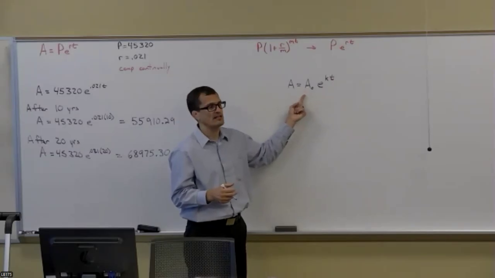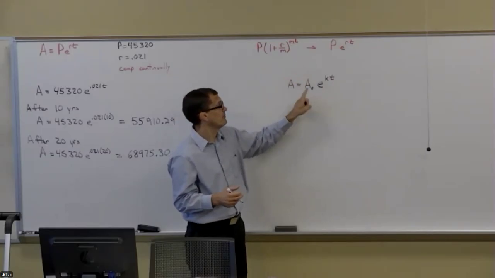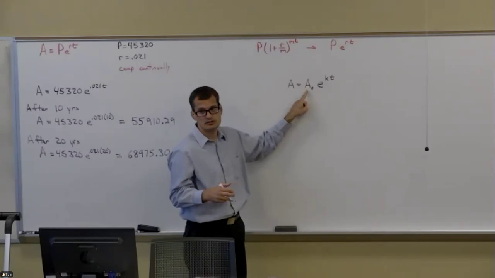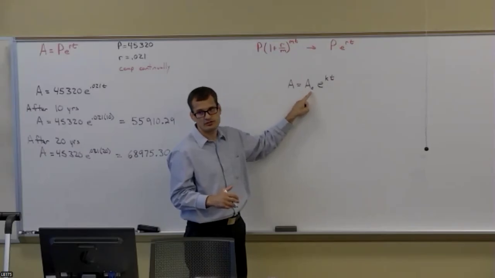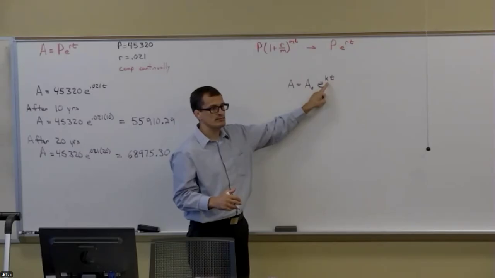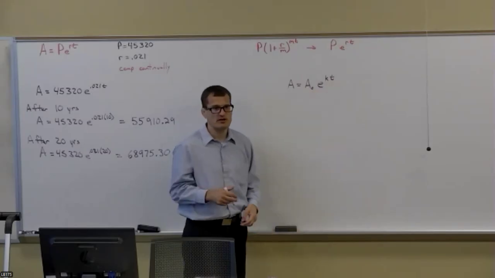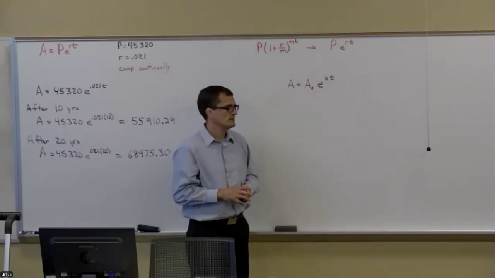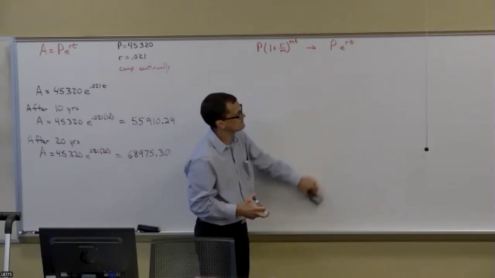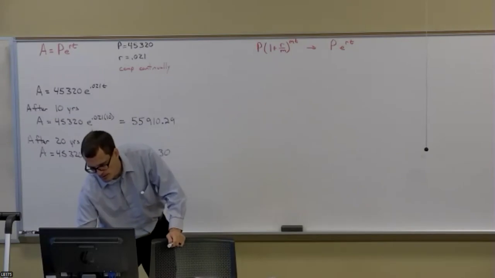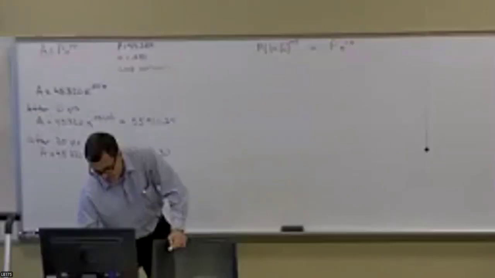I like to use P and R, but other times when you look through the book, or through other books, they might use A sub 0 to mean the initial amount, and the rate might be just a K instead of an R. Right? That's a very common thing that happens. But that's basically it.